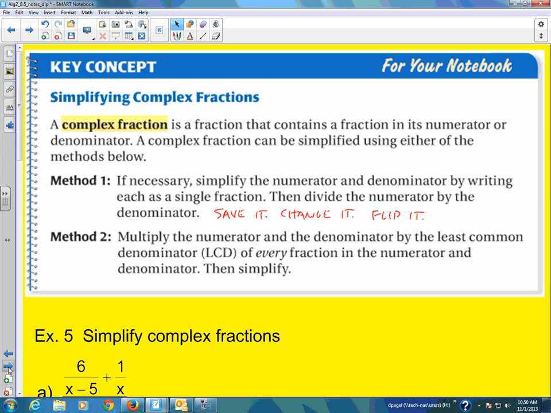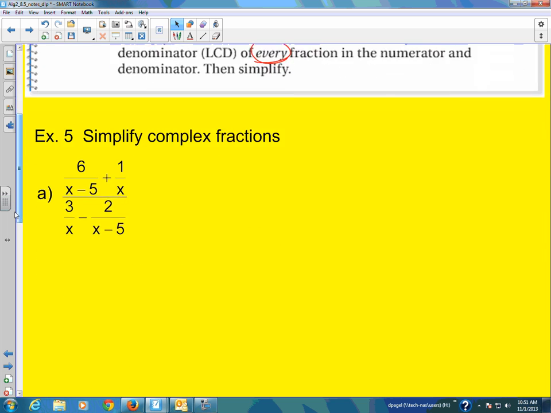That's method 1. Method 2: multiply the numerator and the denominator by the least common denominator of every fraction in the numerator and denominator, then simplify. So now this is looking at the complex fraction in its entirety, versus method 1 where you're looking at simply the numerator's denominators and the denominator's denominators. All right, let's try both methods on this one then.